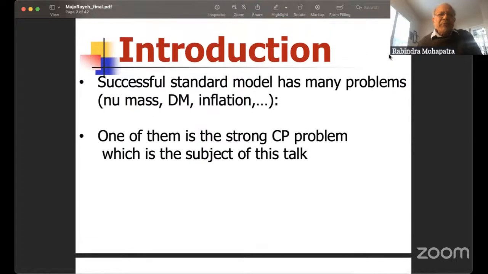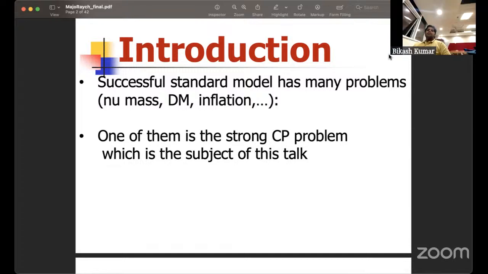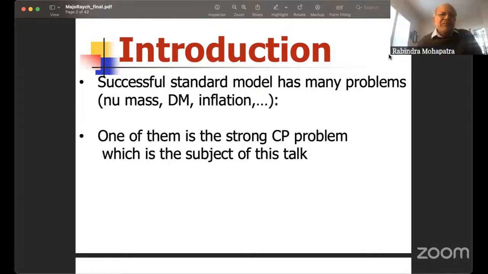Just as a way of introduction, I will tell you something which all of you know, which is that the standard model is extremely successful, but of course it has many problems and therefore everybody believes that it is incomplete. Some more work needs to be done on how to improve it so that it addresses all the problems that we face. For example, it does not have any explanation for the neutrino mass, the dark matter, inflation, dark energy, all this kind of stuff. And one of these problems is the strong CP problem, which is the subject of my talk.